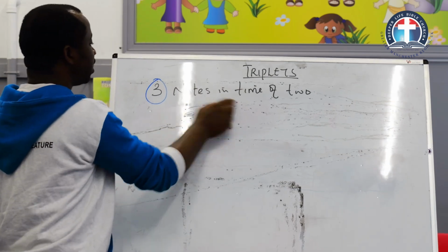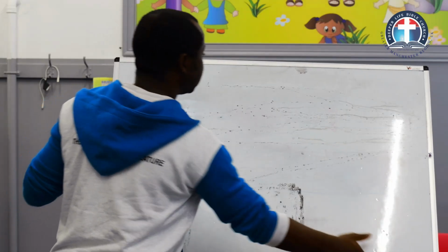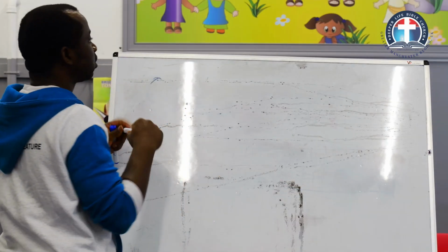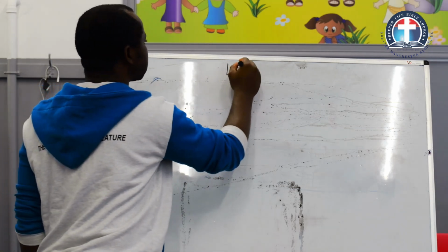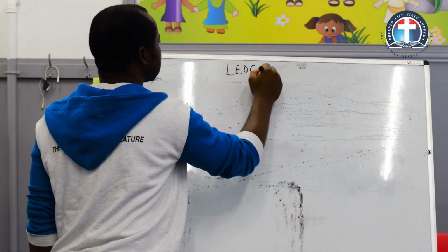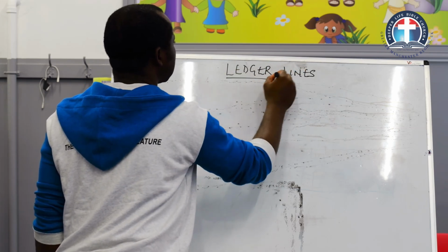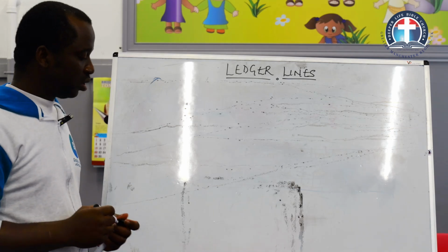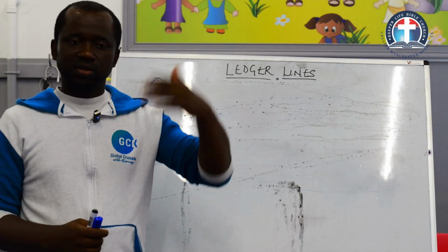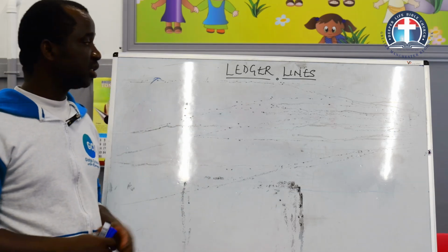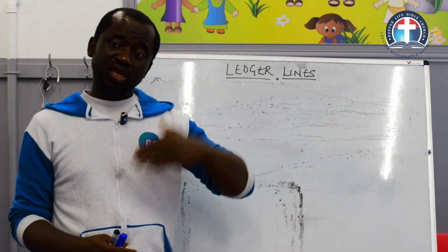next topic now is ledger lines. Ledger lines, of course. In your grade 1, you know that ledger line, you extend the stave, right? With little horizontal lines to kind of extend the stave. But you only did 1 ledger line above and below in grade 1. This time you are doing 2 ledger lines above and below.